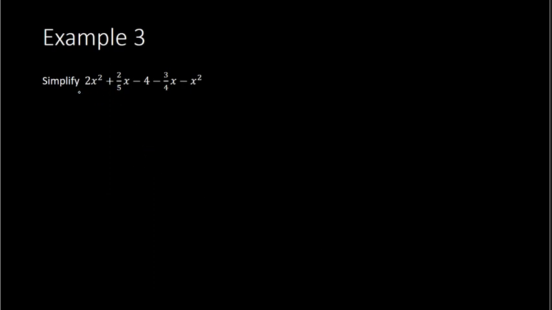Here's a third example. We have 2x squared plus 2 over 5x minus 4 minus 3/4 x minus x squared. So the x squareds can combine, and then the x's can combine. So the x squareds, we have 2 x squareds minus 1 x squared. That's going to give me 1 x squared. And then the 2/5 x minus 3/4 x, I need to combine those by taking 2/5 minus 3/4. So here I need to subtract, and I need a common denominator, which would be 20.